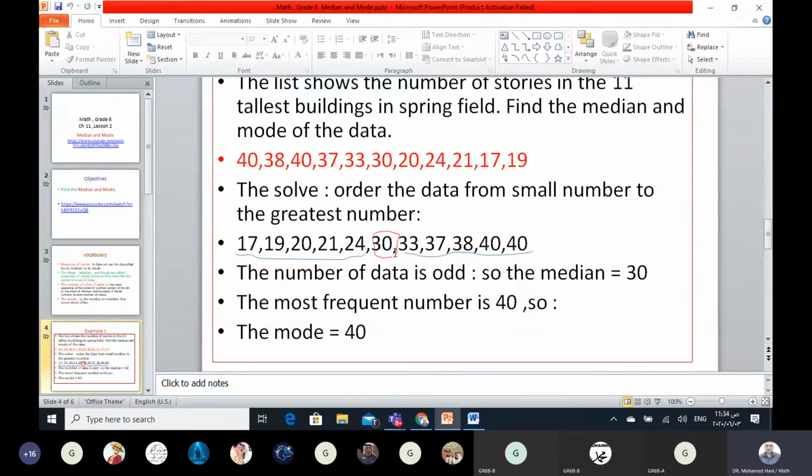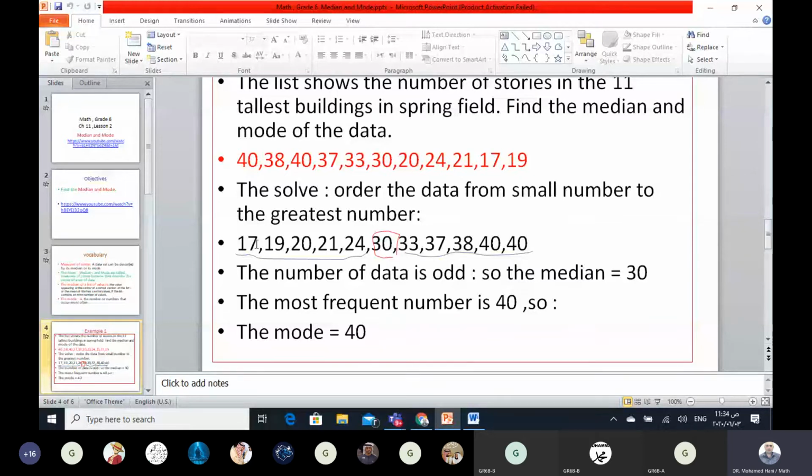So this is the median when we have an odd number. So I can write the median equals 30. How do we find the mode? The mode means the most frequent number.